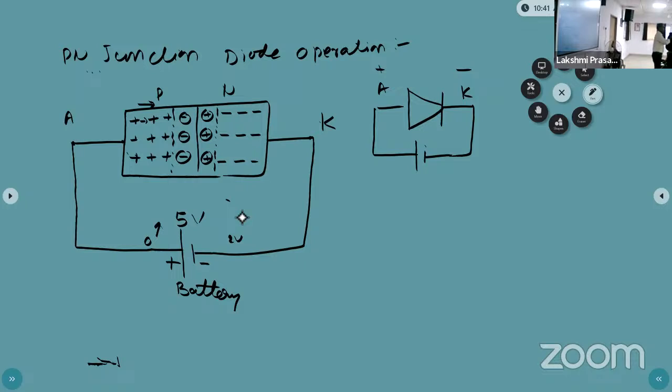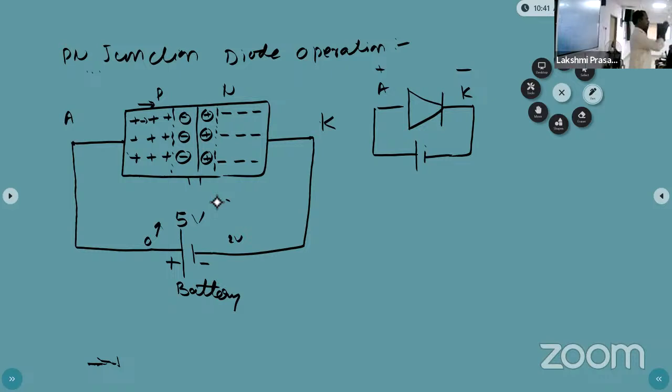Decrease, not constant, decrease. Usually, without applying supply, the width is more. Now I can apply the supply. The holes are moving this side and the electrons are moving this side. Due to that movement of electrons and holes, the barrier width will reduce.